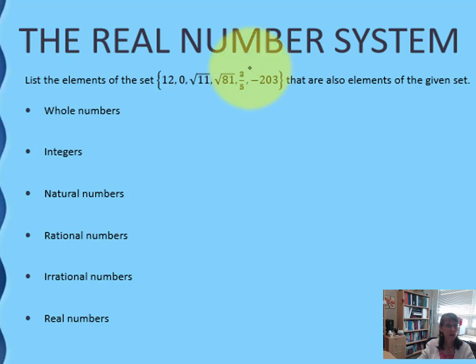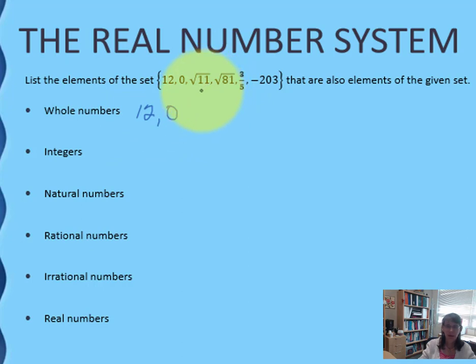3/5, and negative 203. So under the whole numbers, remember these are numbers that begin with 0 and go in the positive direction: 0, 1, 2, 3, 4, 5, and so on. So it looks like definitely 12 would be considered a whole number.